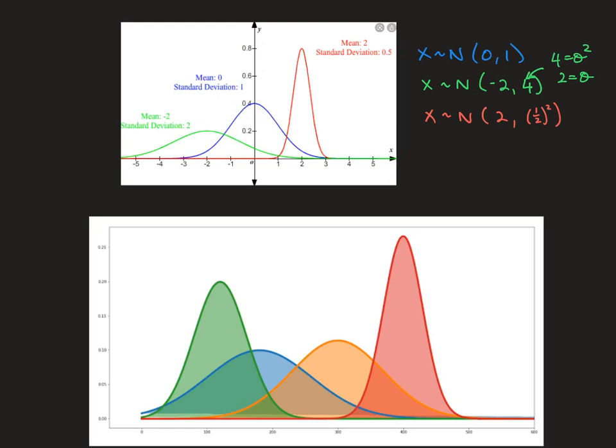And in the final one, our mean is 2, so you can see that it's situated over 2 on the x-axis, and our standard deviation is 1/2, and it's made it skinny and tall. So you can see that the normal distribution comes in all different tall and skinny ones, short and wide ones, but they are all normal distributions and they all have the bell-shaped curve. So let's have a look at this bell-shaped curve in a little bit more detail.